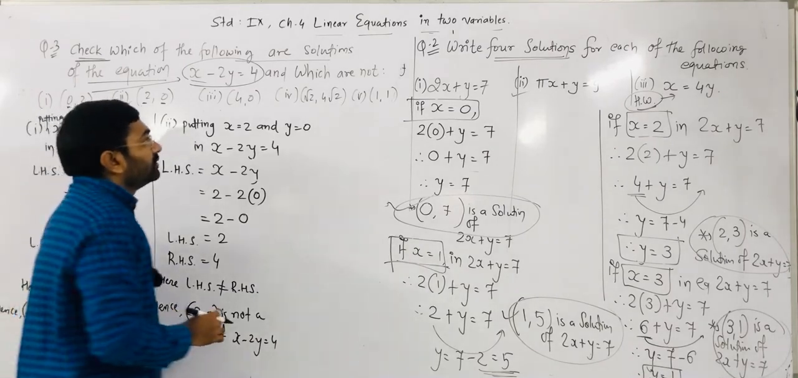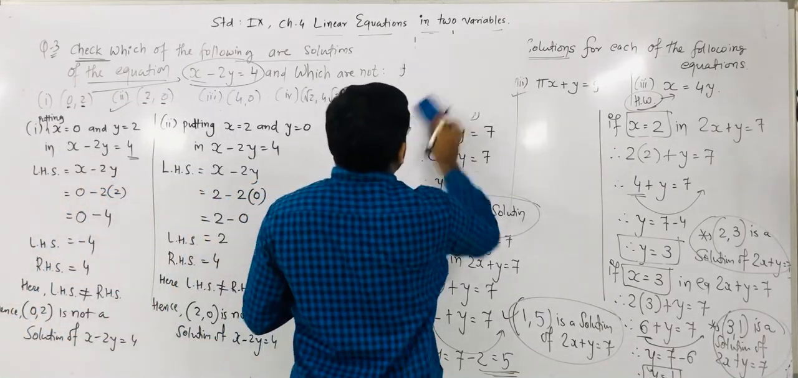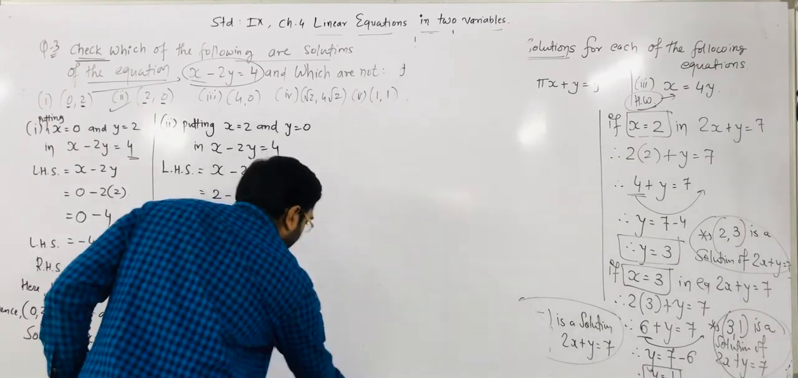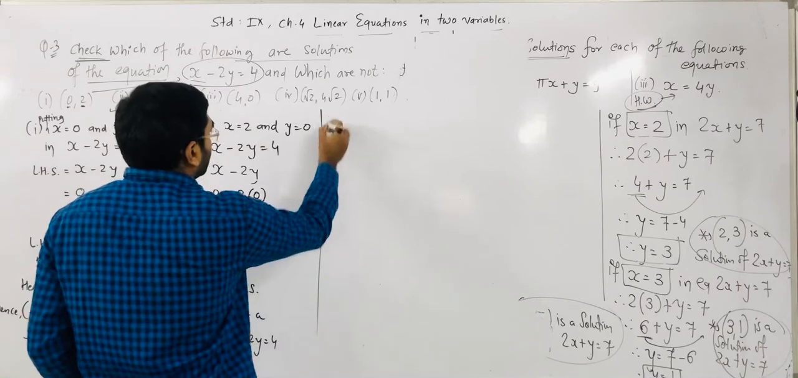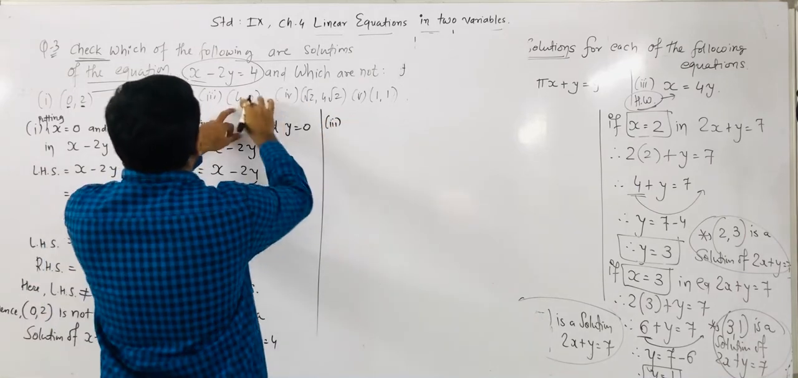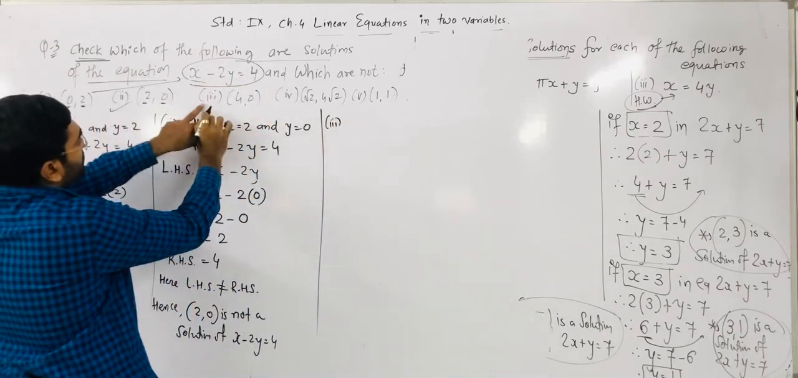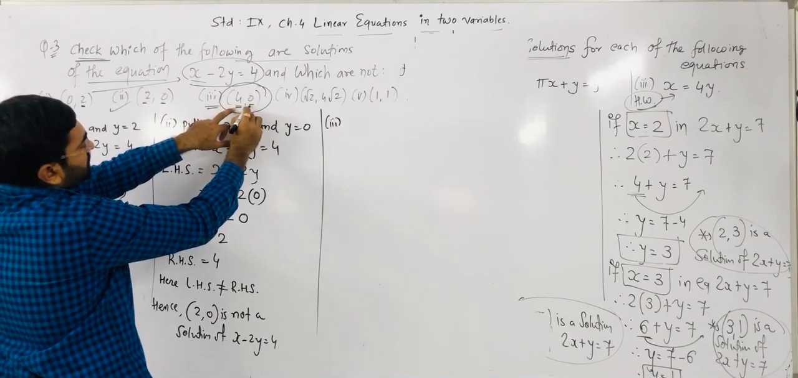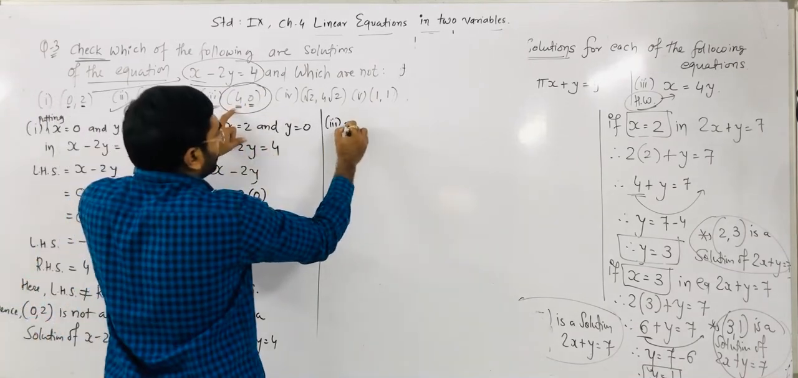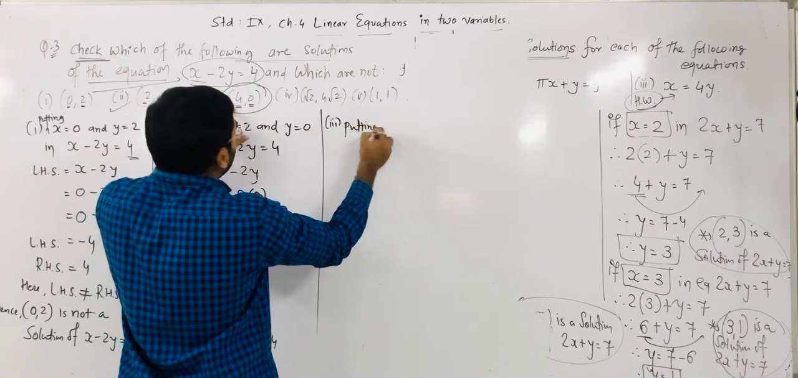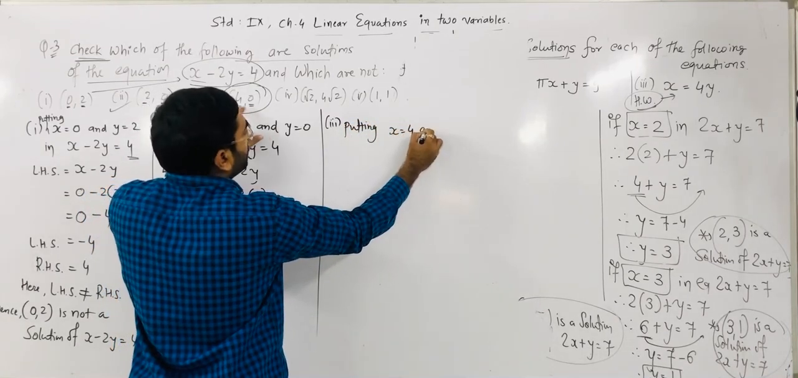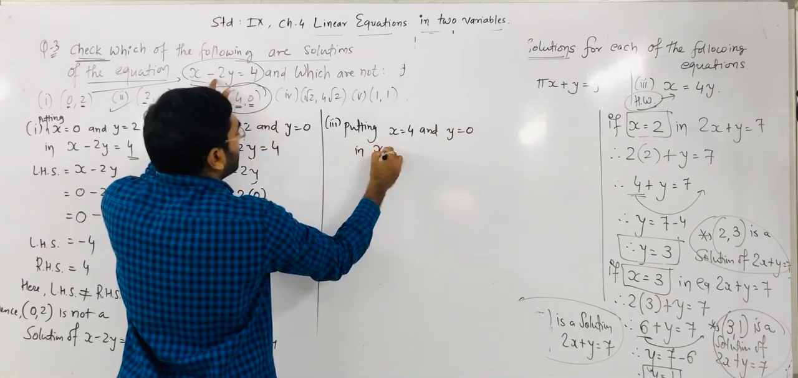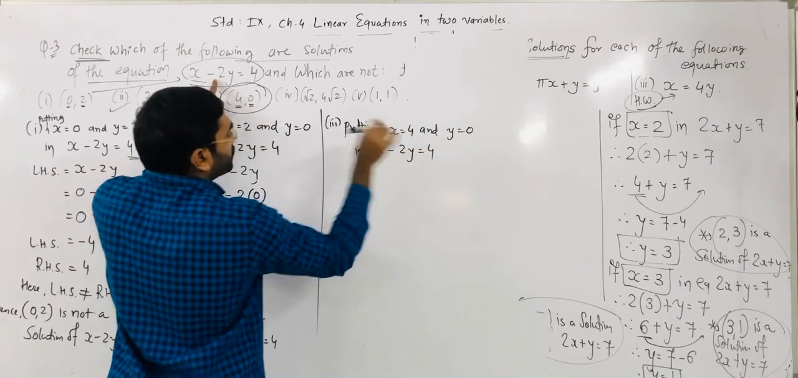Okay, same way we have to solve the third, fourth and fifth. Now suppose I take the third one. We have to check whether the third one is a solution of that equation or not. So for that, observe the third one. In that, (4, 0) is given. 4 is the x value, and 0 is the y value. So we put that value in the equation: putting x is equal to 4 and y is equal to 0 in x minus 2y is equal to 4.